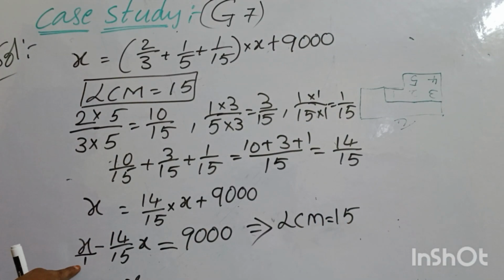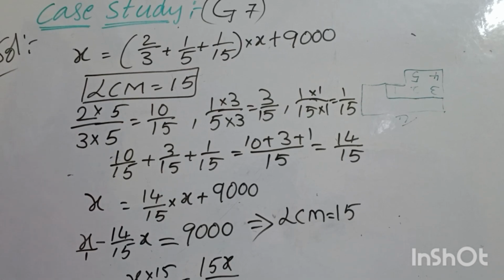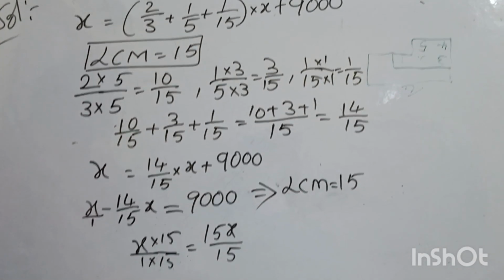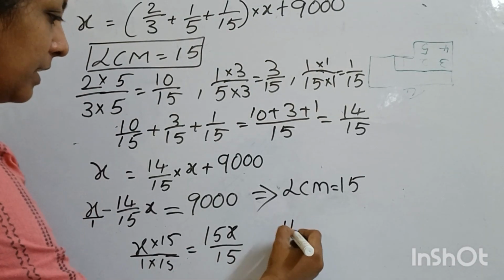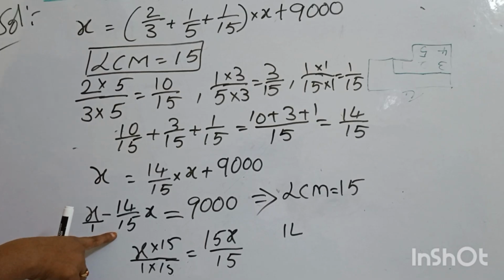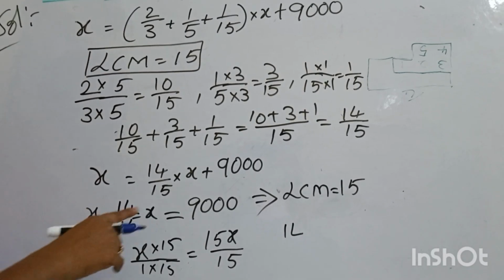To change the denominator to 15, what we have to do is multiply by 15, right? So then it will be 15x by 15. Is it visible now? Next, take this fraction also, 14x by 15. It already has 15, so no need to change it. So shall we subtract it now?